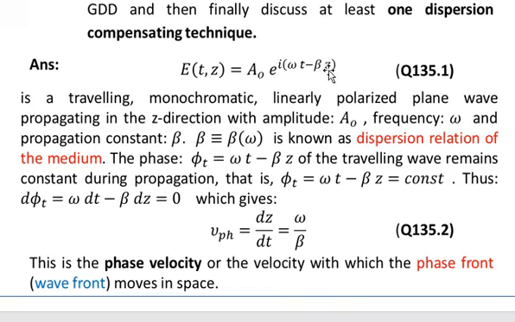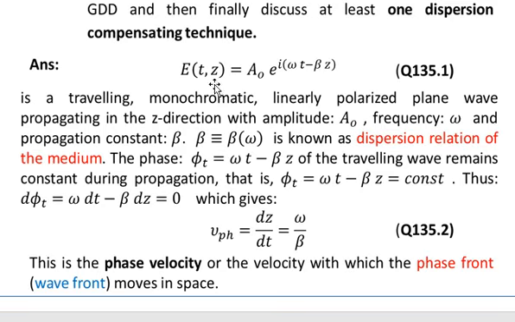So when omega t minus beta z is equal to a constant, as the time passes, this term, omega t, will increase. So z should also increase, so that due to this negative sign, omega t minus beta z remains constant. So it means that z should be increased in the positive direction. So this is a wave which is moving along the positive z-axis.